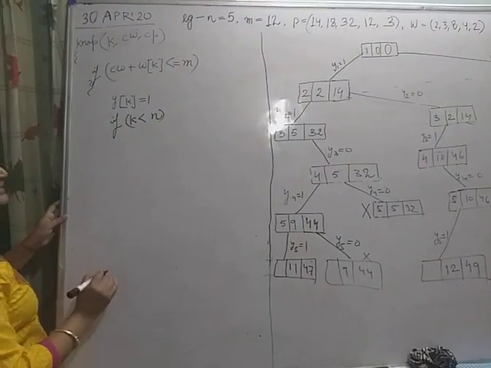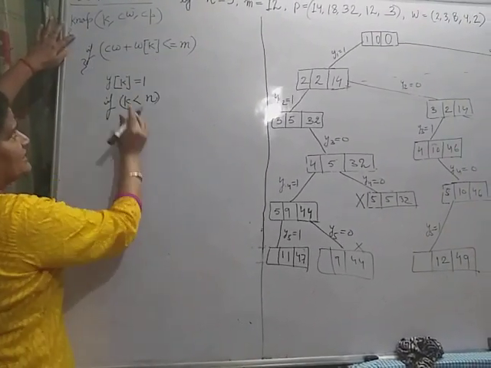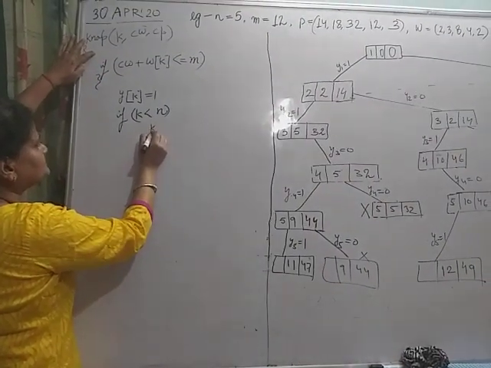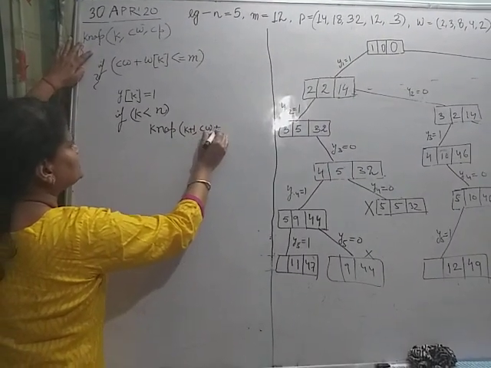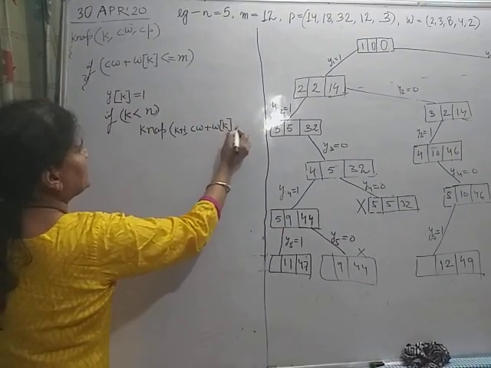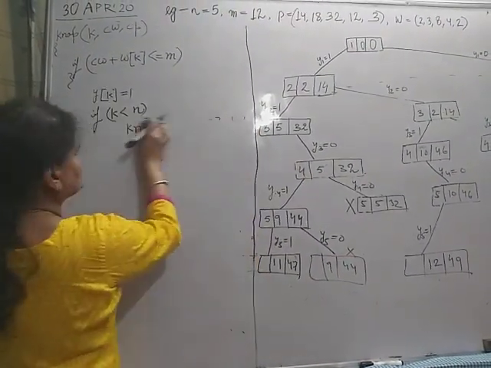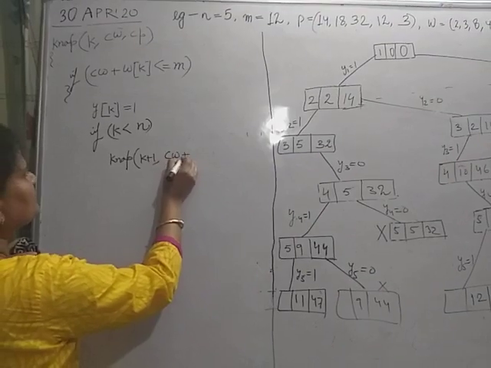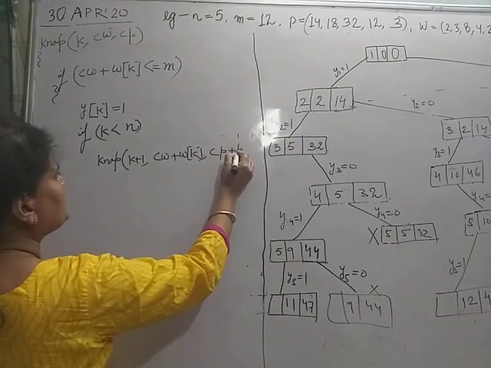So here the condition to be checked is if K is less than N. If K is less than N, then simply the same function will be called for the left branch. This is for generating the left children. This condition is required for generating the left children. If K is less than N, then Knap(K plus 1, CW plus WK, and CP plus PK). If this condition is true, then the function is called Knap(K plus 1, CW plus WK), this is the next updated weight, and CP plus PK. Okay.